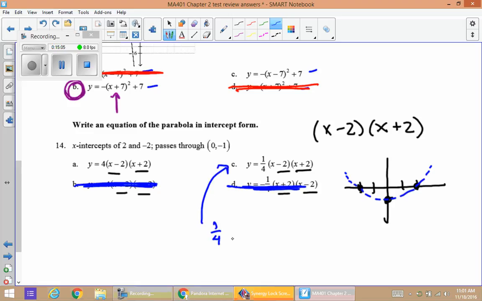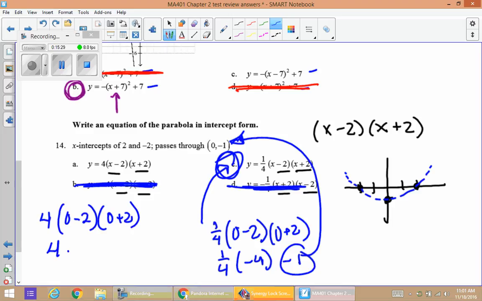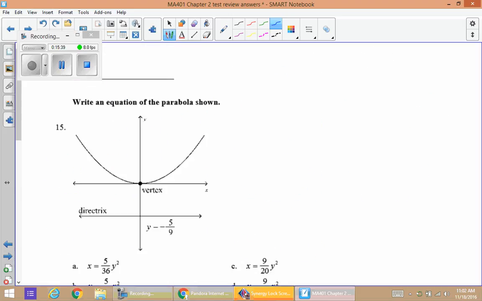It's 1/4. If I plug in 0 for x, that's 0 minus 2, 0 plus 2. So that's 1/4 of -4, which is -1. Was I supposed to have -1? Why, yes, I was. So we found the answer. Now, just to prove a point here, let's do the other one. This would be 4 times -4, which is -16. That is not what we were supposed to have. Great. I think we're almost done here.